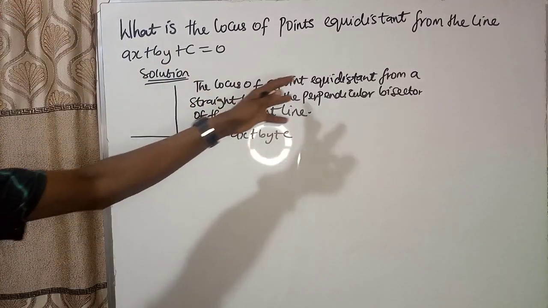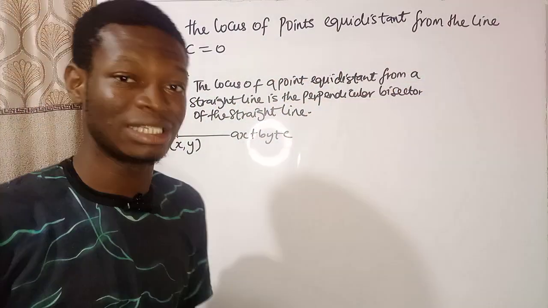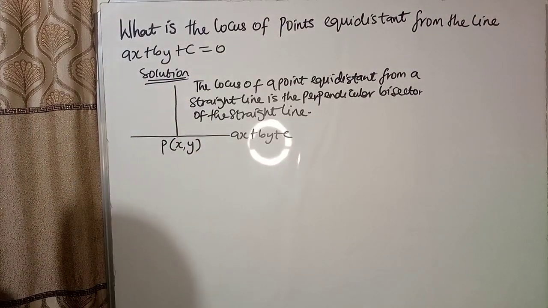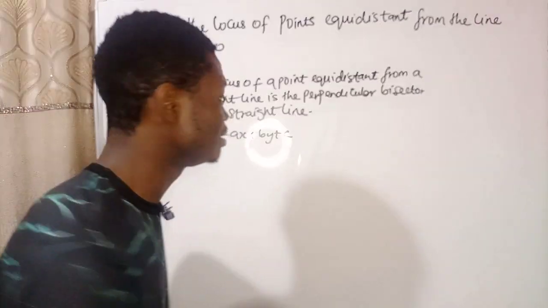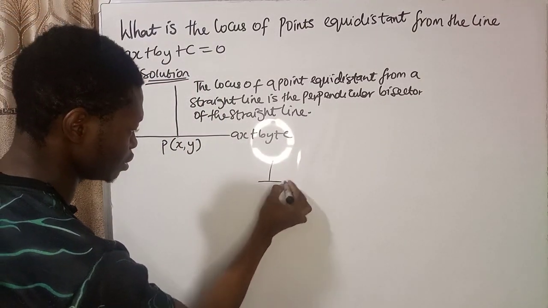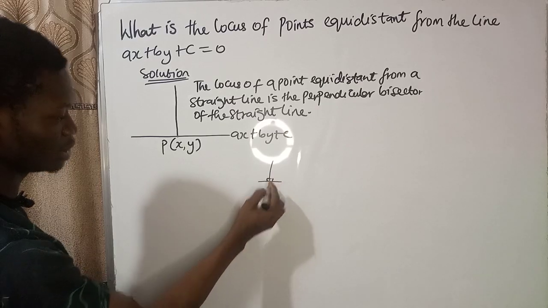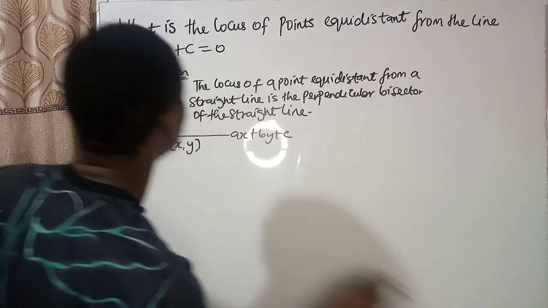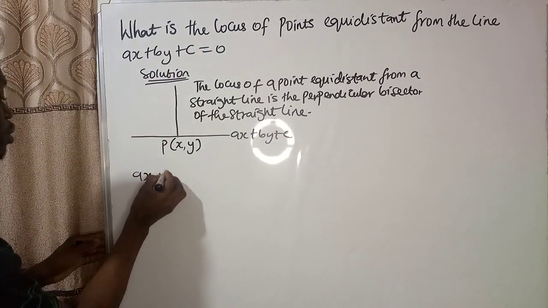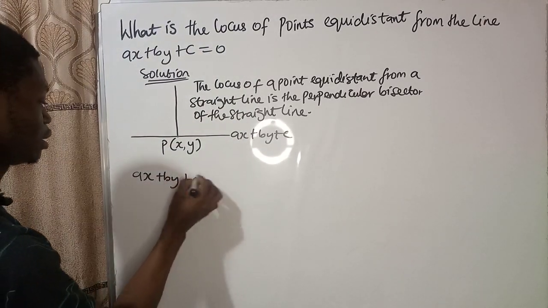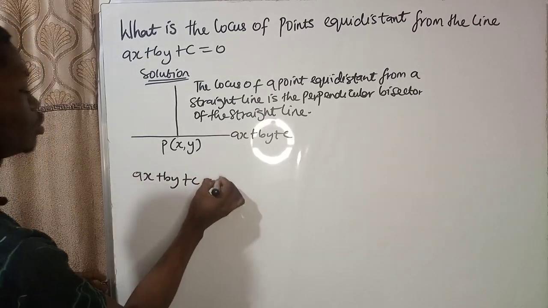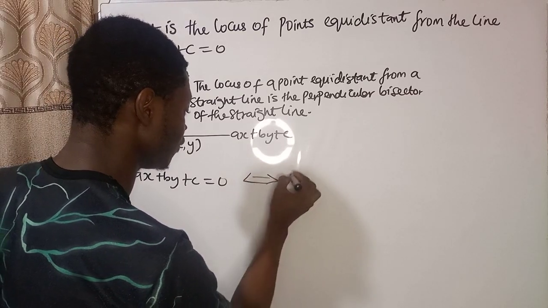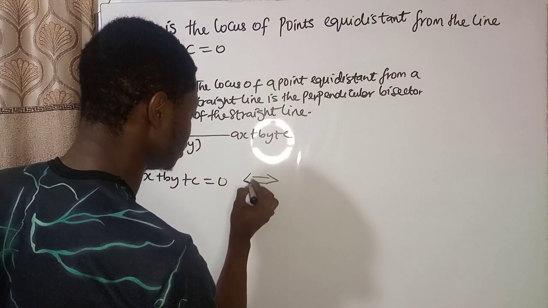So the locus of a point of a straight line is the perpendicular bisector. You see it? This is the perpendicular bisector. A perpendicular line means just this. It forms 90 degrees. So we have ax plus by plus c equals 0. So we are going to make this equation of a line look like this.